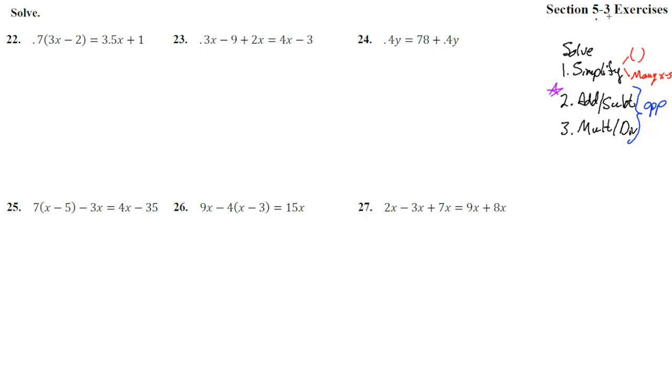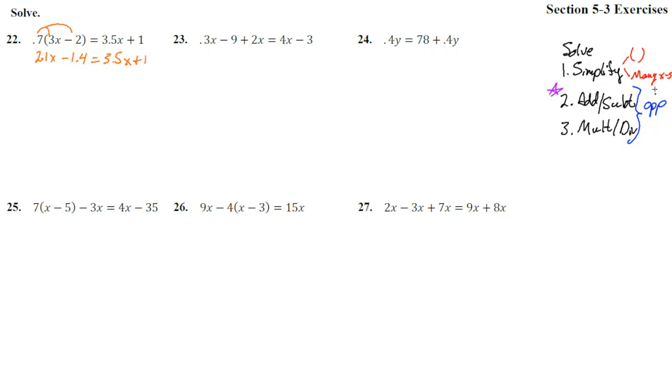Here we are in section 5-3, exercises 22 through 27. Here we have our little three-step process that'll take us through all of these problems. Number 22. Do we have any parentheses? We do. Let's distribute to get rid of the parentheses and simplify that. So 7 times 3 is 21, but with a decimal place. So 2.1x minus 1.4 equals 3.5x plus 1.